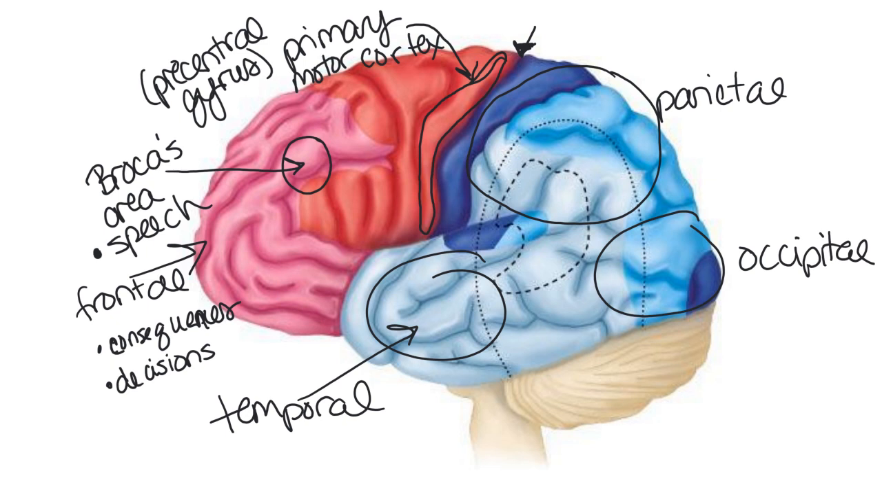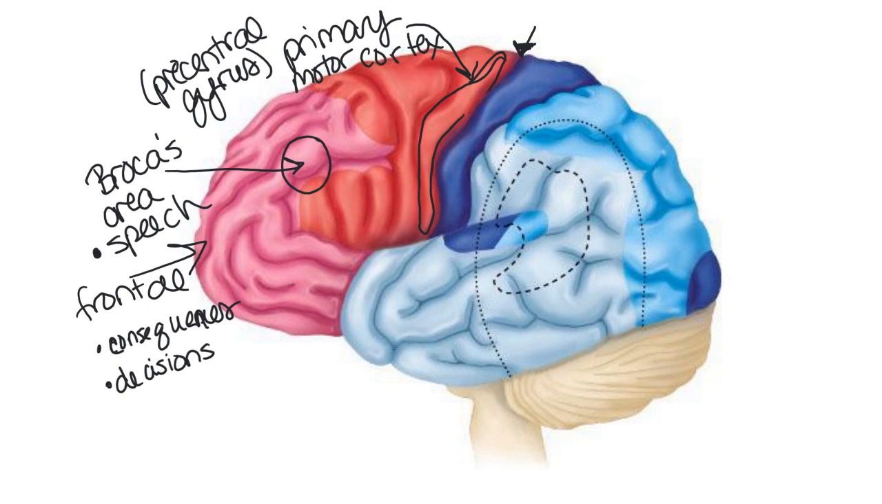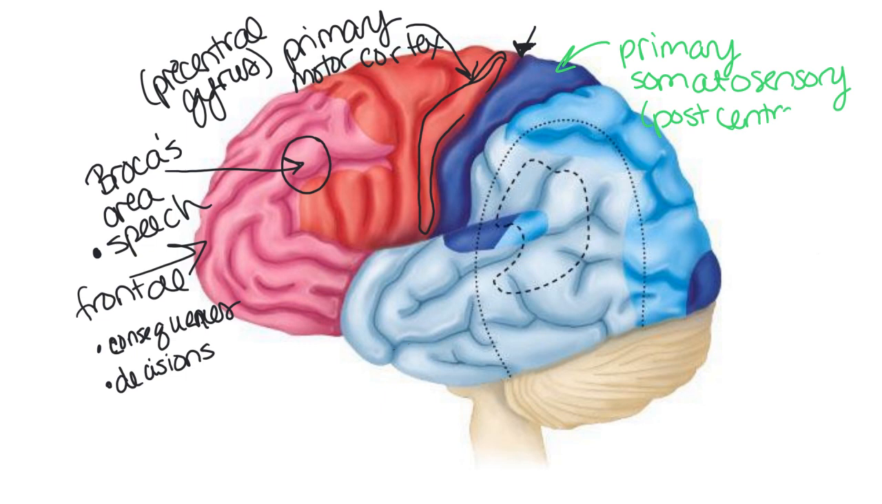Okay, looking in the parietal lobe, let me clean this up just a little bit. We have our primary somatosensory, which is going to be right here. This one is also sometimes called the post-central gyrus. And similar to the motor cortex, this is where all your sensory information comes through. So on either side of the central sulcus here, you've got all your motor information flowing through and the vast majority of your sensory information flowing through.